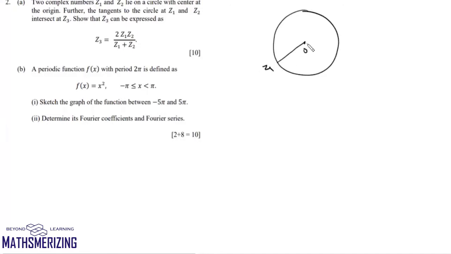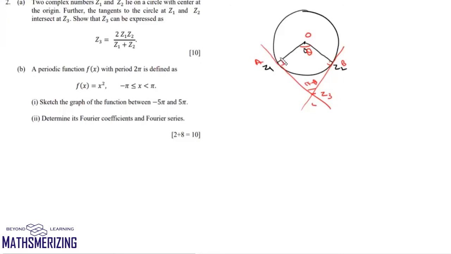So we have a circle whose center is at origin and 2 points are z1 and z2. The tangents to the circle at z1 and z2 intersect at z3. So we draw tangents at z1 and z2 and they intersect at this point, which is z3. So this is 90. Suppose this angle is theta, this angle will be pi minus theta. Now suppose this is O, A, B and C.